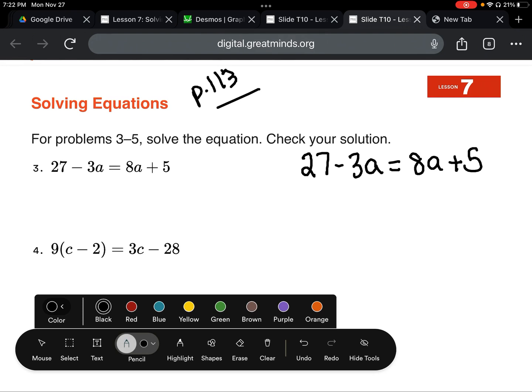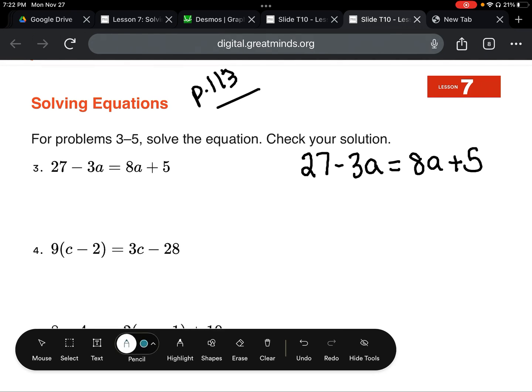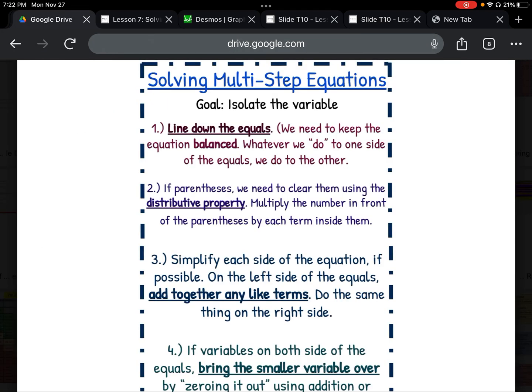In Google Classroom, I did assign the steps that we used today to work through solving these multi-step equations. So definitely look at this that I assigned in Google Classroom as a resource to really help you. We're going to go through solving problem number 3 on workbook page 113 using these steps.